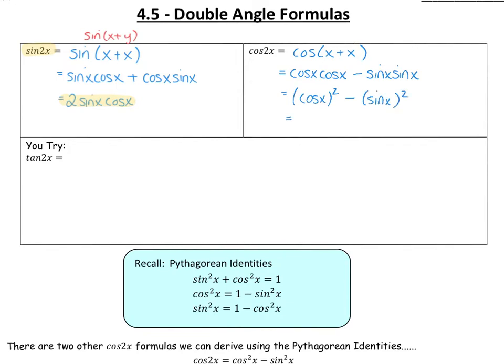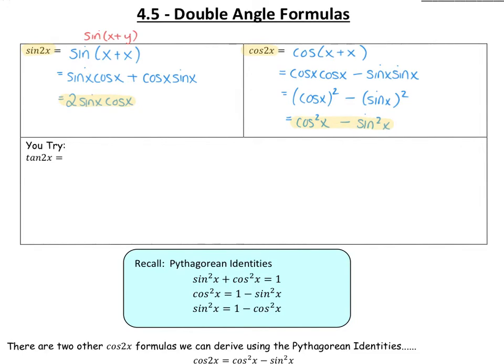And I hope you can see how this is cos x squared minus sine x squared. I hope you remember, perhaps from last year, that the way we write that is cos squared x. That means the same thing, and that's the proper way to write it. Hopefully you remember seeing that before. And there's your double angle formula for cos 2x.